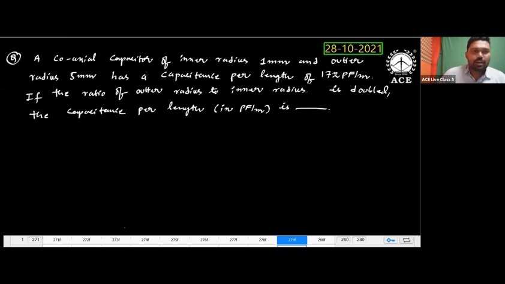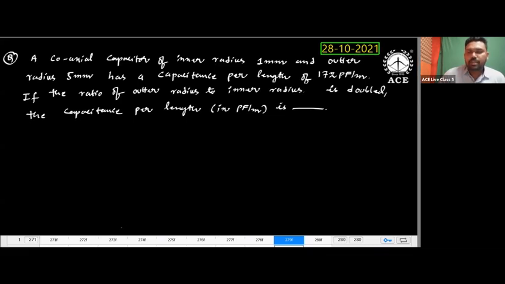Yesterday, I gave this numerical to solve. Hope you have done this one. A substitution kind of question. 120.22 picofarad per meter. Very good, beta.